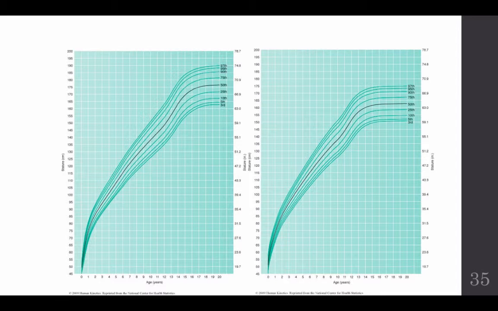This graph outlines the growth chart of the height of boys on the left and girls on the right, and you can see how the extended period of growth contributes to the greater absolute height of boys over girls. Once again, we can see here that the boys are on the left, and since they had a much longer period of growth, their absolute height is higher than that of the girls.